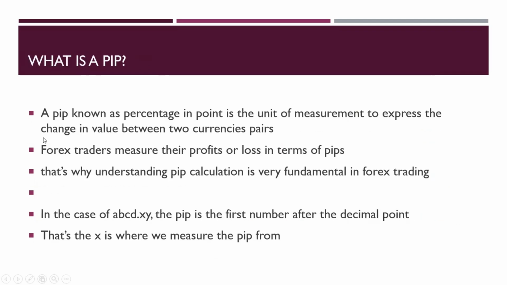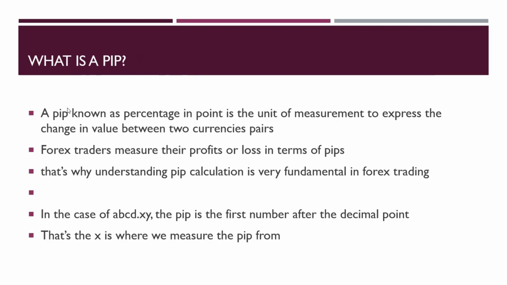Let's move on. Now let's move on to pip, which is the major reason for this particular tutorial session. A pip, known as the percentage in point or point of interest, is the unit of measurement to express the change in value between two currency pairs. All right, between two currency pairs, not really.